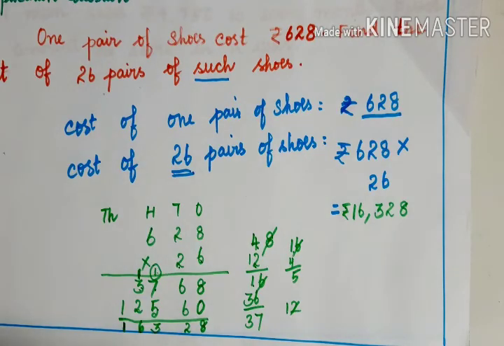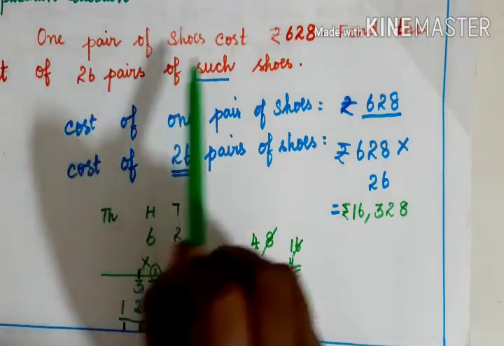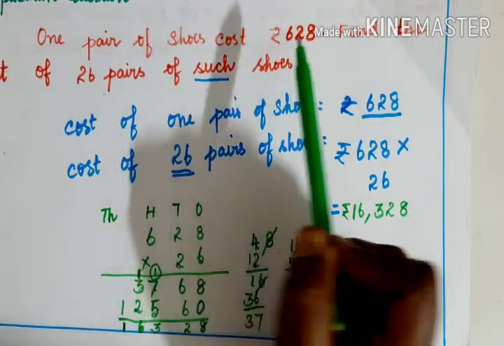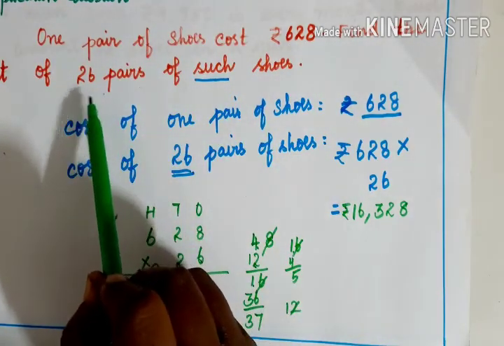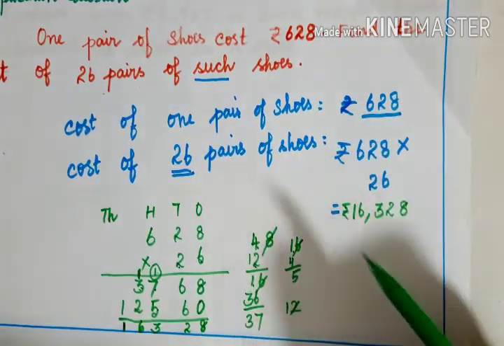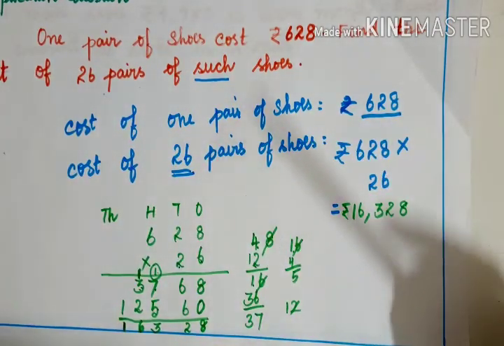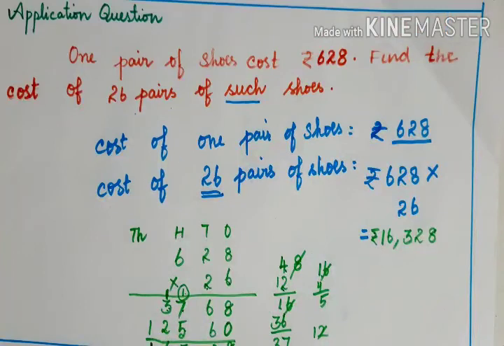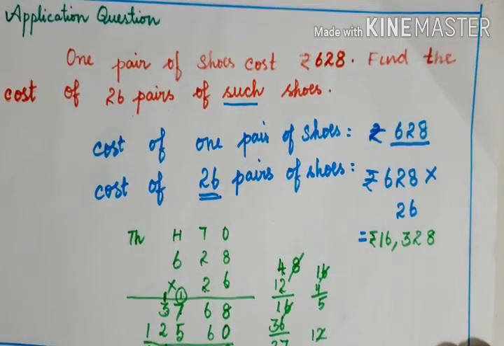Is it clear? Fine. So one pair of shoes cost is given and asked for 26 pairs, it means you have to multiply that and get the answer. Okay, fine. I hope you can understand these sums.